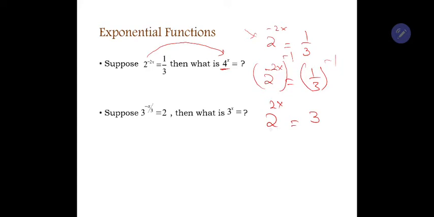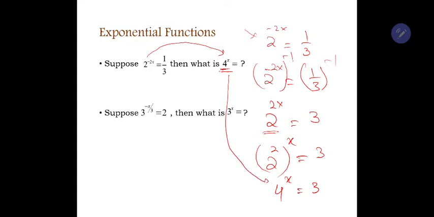Now we have 2 to the power 2x equals 3. Now tell me, can I write this like this? Certainly I can, because we know when two powers are multiplied, I can always split them like this. So now 2 squared is 4, and 4 to the power x equals 3, which is our end result. So that's what we needed to find out.